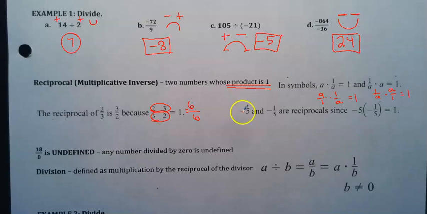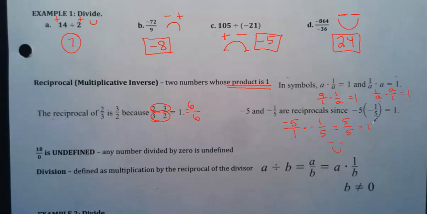Notice here, negative 5 and negative 1/5 are reciprocals. They're both negatives, so it's not the same thing as opposites. They're reciprocals. Because we have negative 5, if you want to make it a fraction, it would be negative 5 over 1 times negative 1/5. We have a negative times a negative, so we'd have a positive answer. 5 times 1 is 5. 1 times 5 is 5. 5/5 is equal to 1. So those are our reciprocals, or the multiplicative inverse.